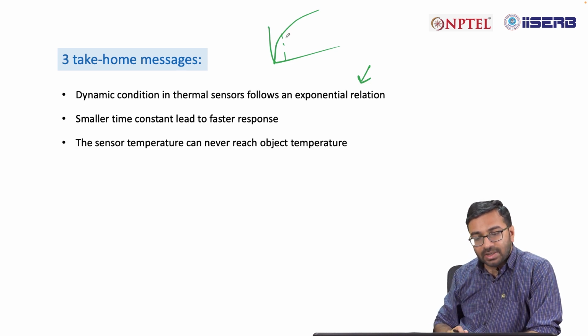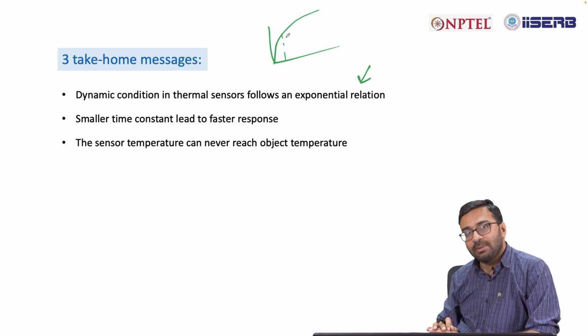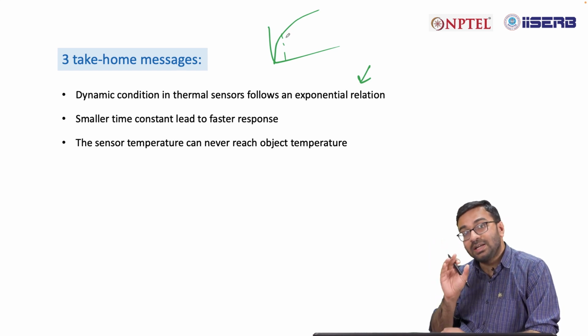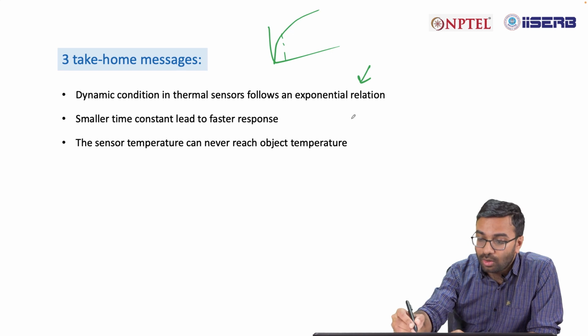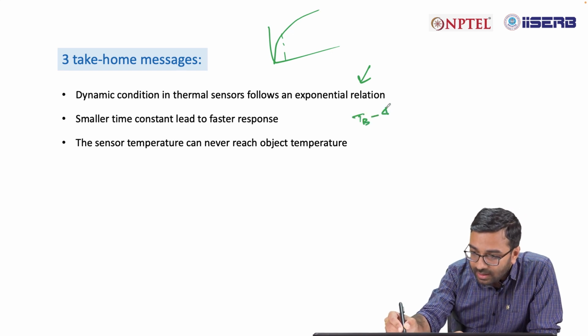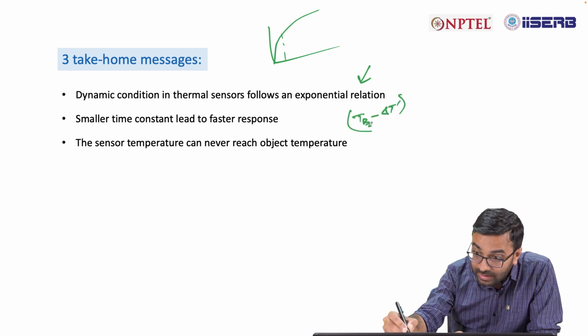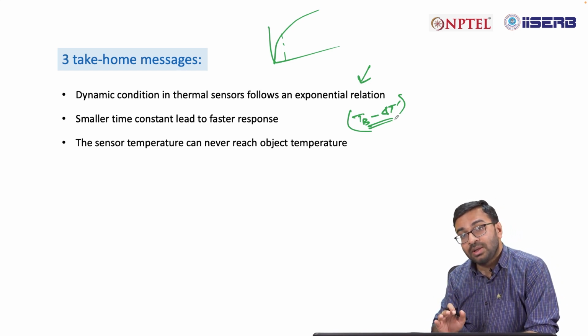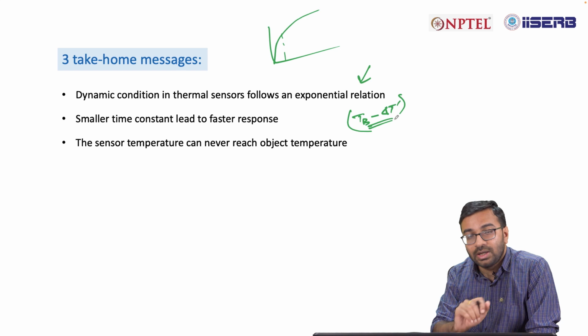Then the sensor temperature can never reach object temperature if you consider that second term, that is the heat loss term. So, that is always Tb minus delta T dash. Just now we have seen mathematically as well. So, your sensor temperature can never reach object temperature in practice if there is certain sort of heat loss associated with it.